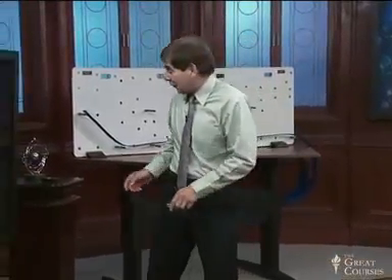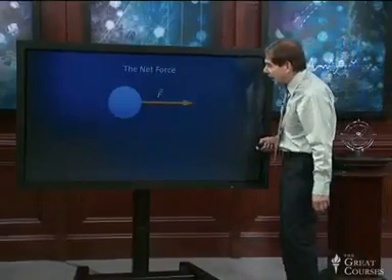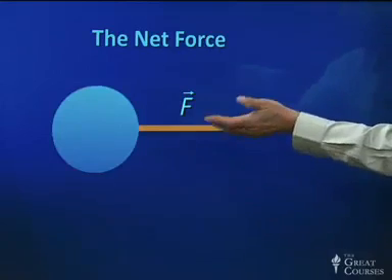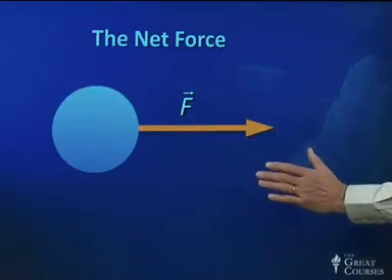Let's talk a little bit about the net force. The net force is the vector sum of all the physical forces that are acting on an object. So let's take a look on the big screen here at the net force. So here's an object subject to a single force. In this case, that force F is the net force on the object.